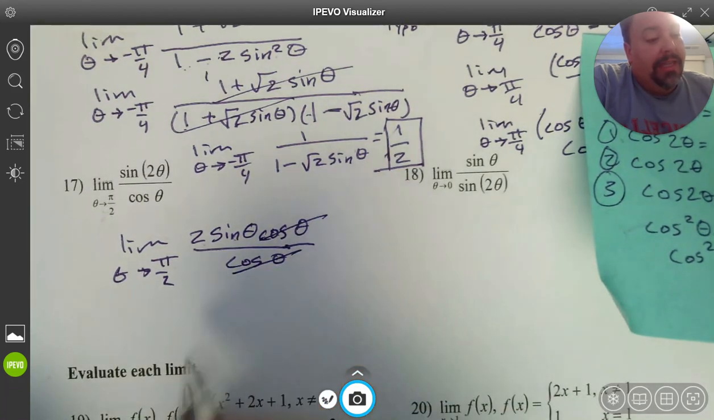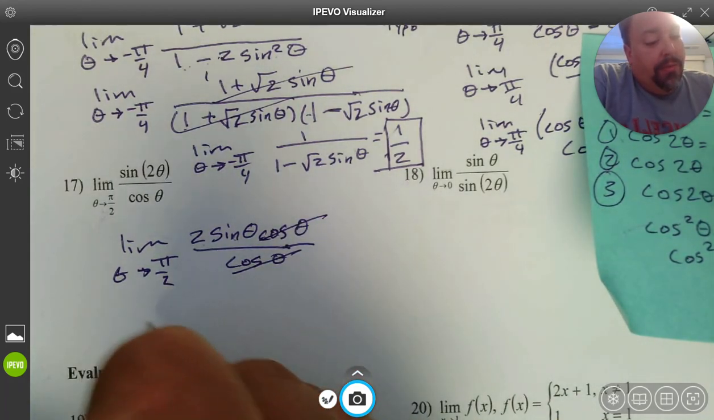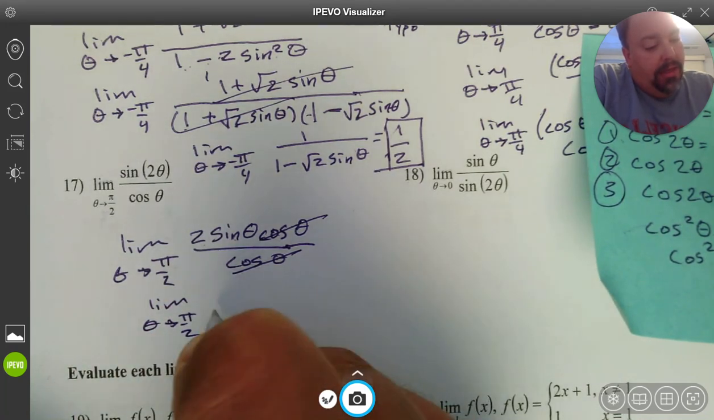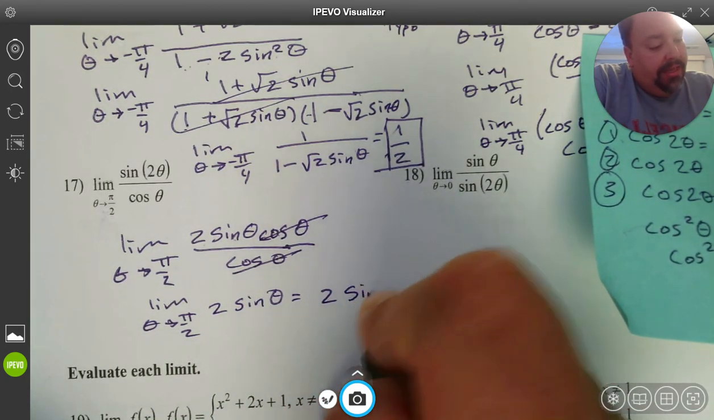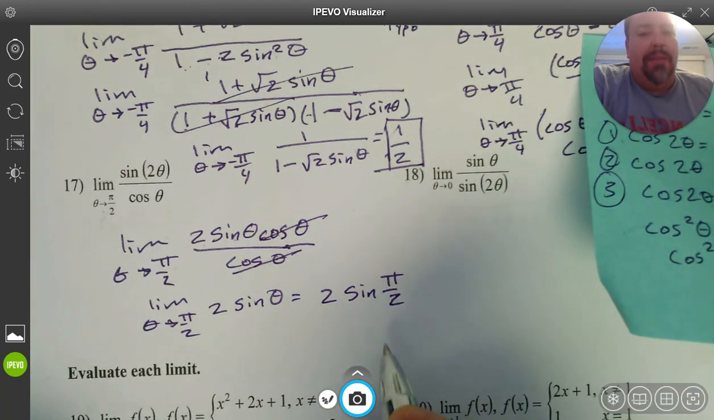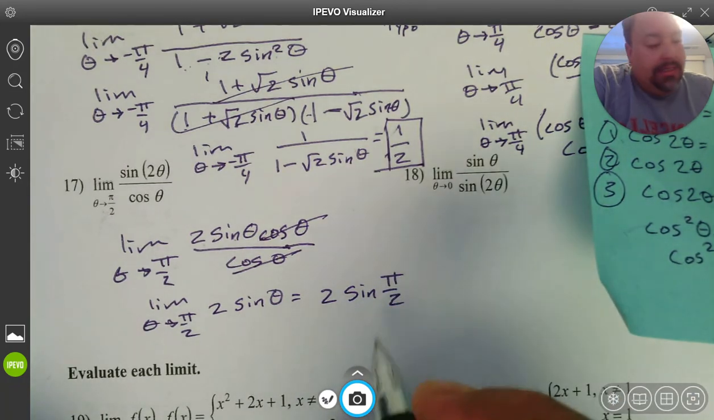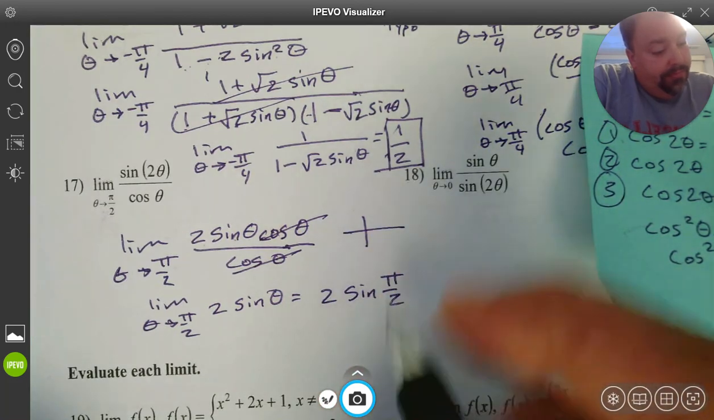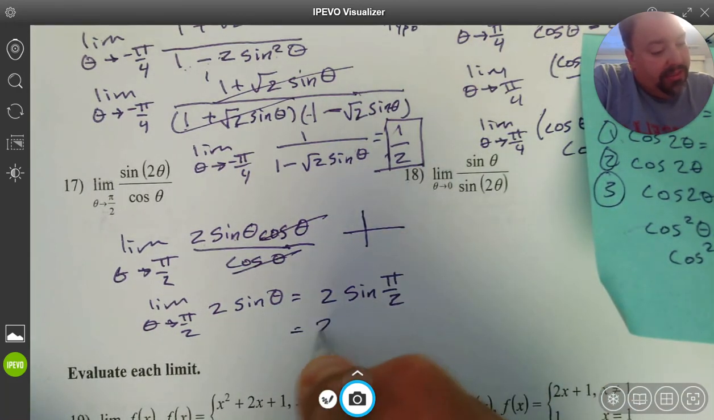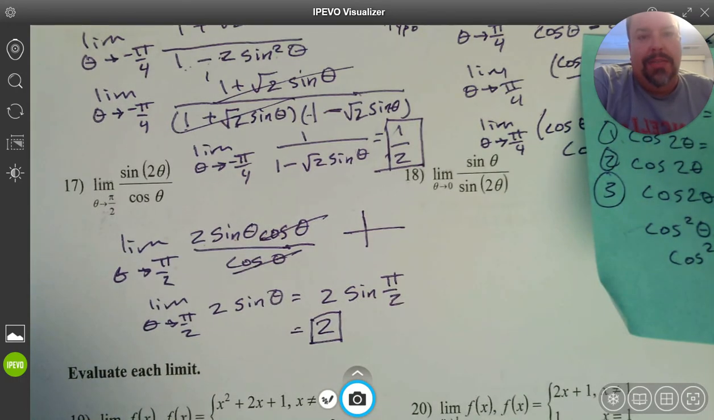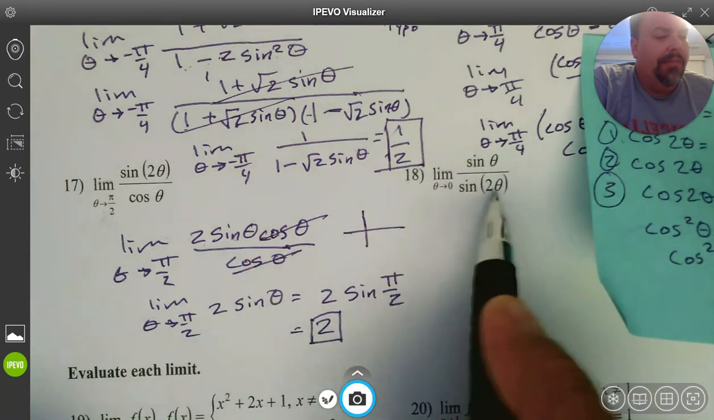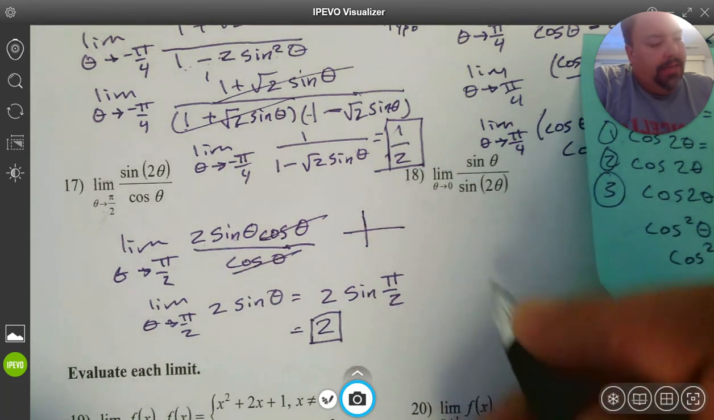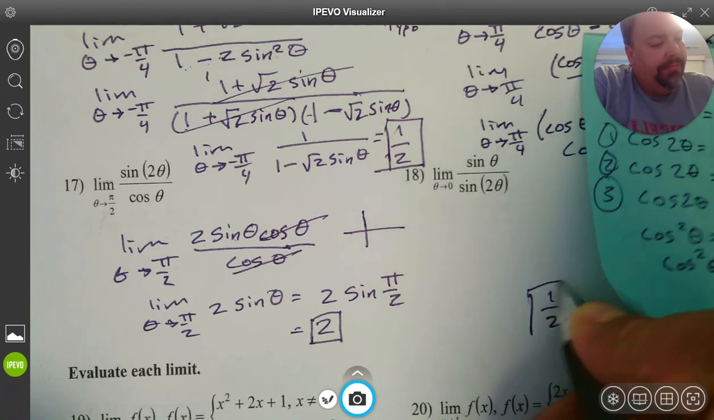This means 2 times sine times cosine. The cosine thetas would cancel out, and we are left with the limit as theta goes to pi over 2 of 2 sine theta. At that point, we should be able to plug in sine of pi over 2, it's going to be 1. 2 times 1 is 2. So that comes out to 2. 18 is very similar. You're going to do this kind of same thing, except the signs would come out. And for 18, I'm not going to work out the whole thing, but you should get 1/2.